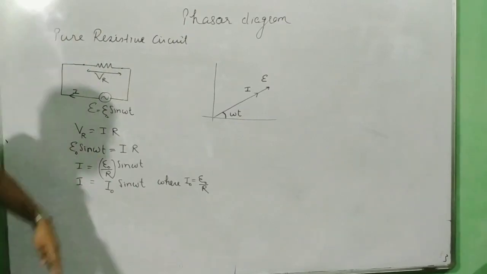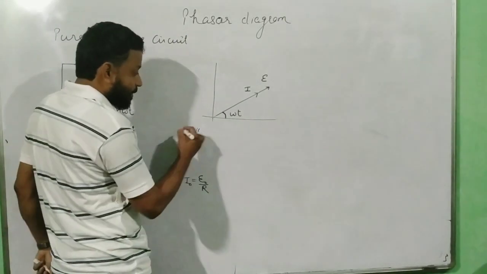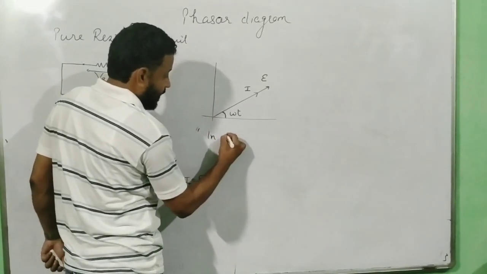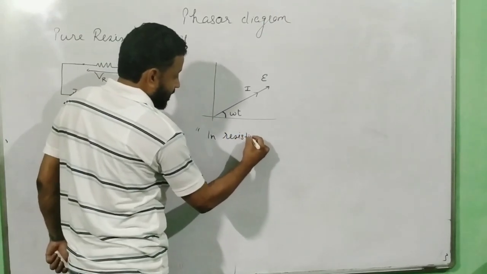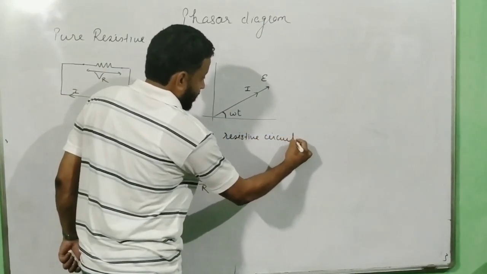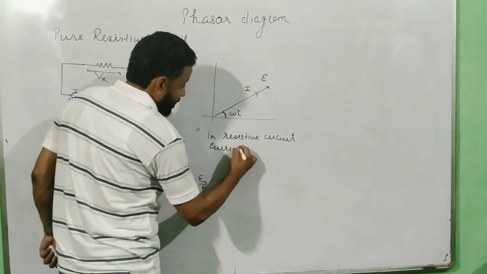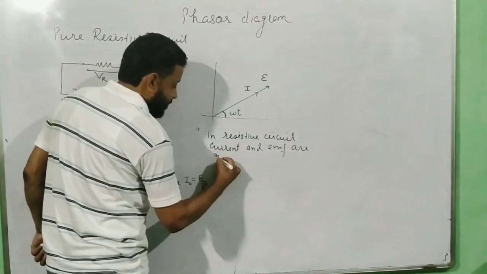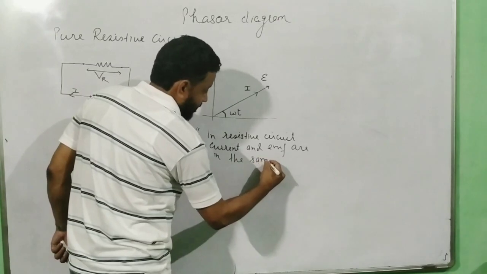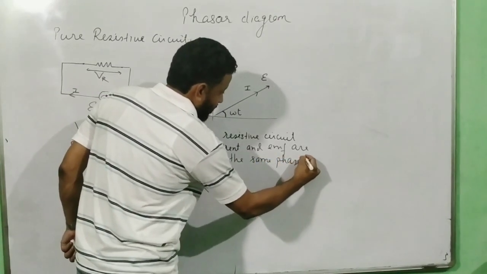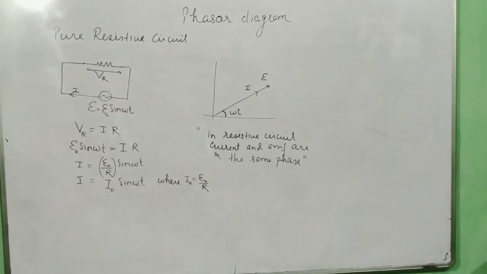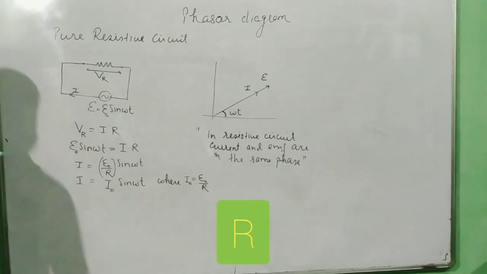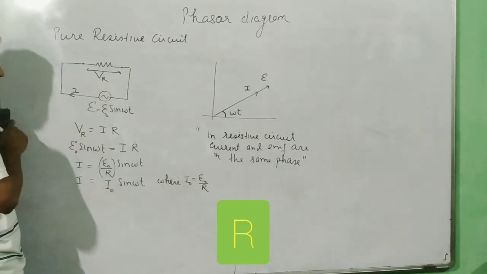So this is called pure resistive circuit, and we have to make a conclusion here. What is the conclusion? The conclusion is, in a resistive circuit, current and EMF are in the same phase. Moving ahead, you will start understanding slowly and slowly.